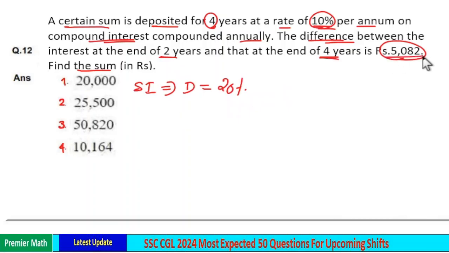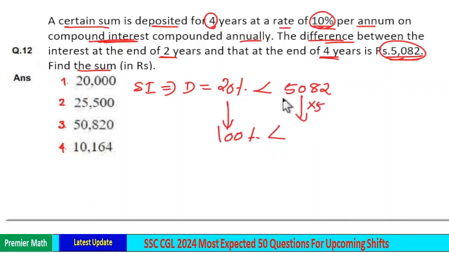In the question, 5082 is the compound interest difference. Now this 20% should be less than 5082, which means your answer should be less than what you will get in the final. That is, you have to find out the sum. Sum is equal to 100%. So 100% should be less than 5082 into 5. I will calculate it as 5000 into 5, that is 25,000. So your sum should be less than 25,000. Here less than 25,000 means option 1 is your answer. Only one is less than 25,000.